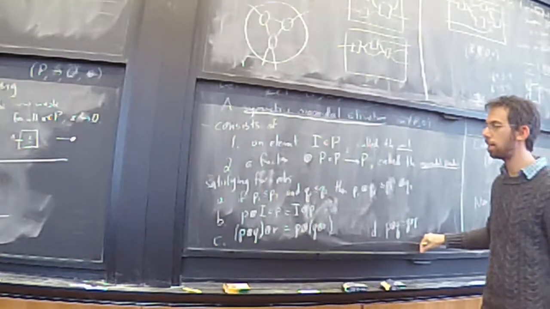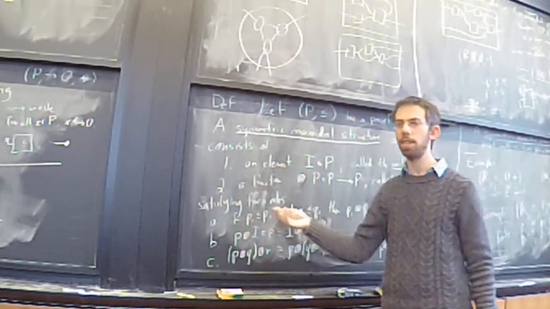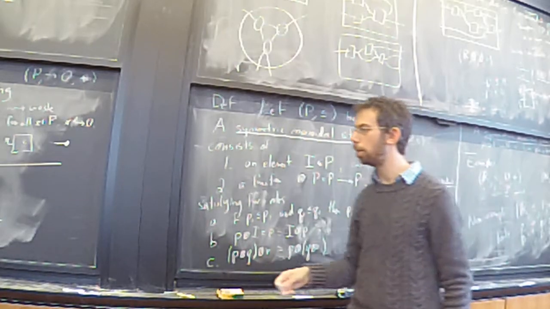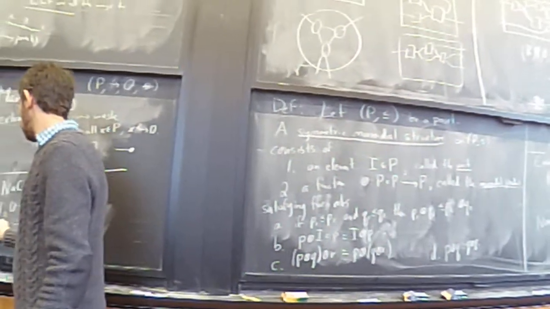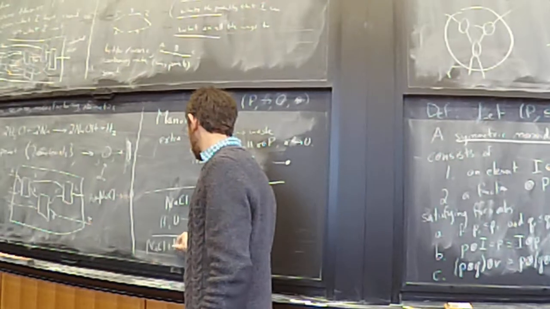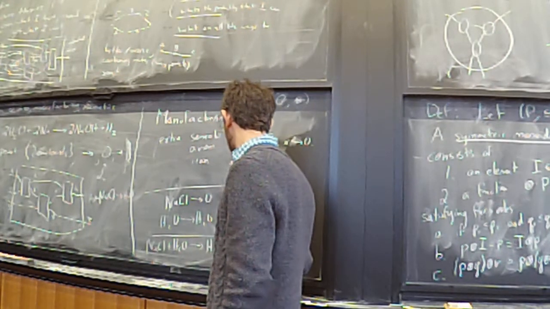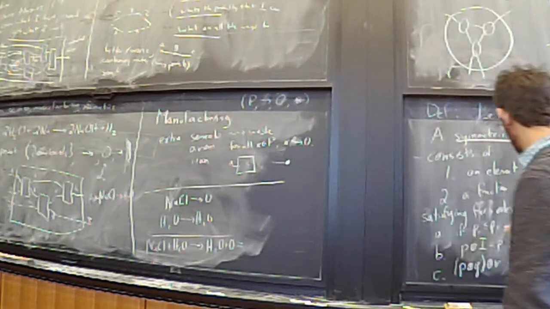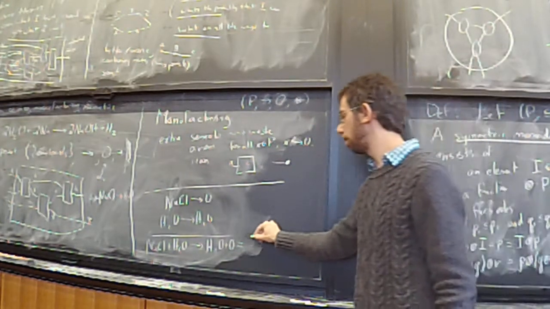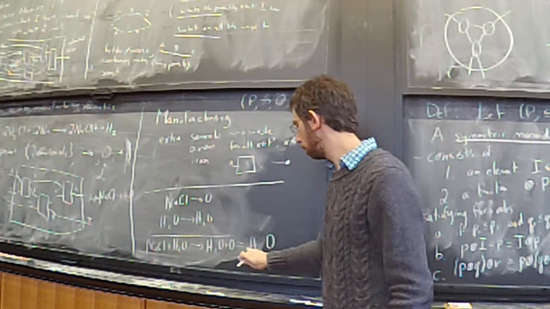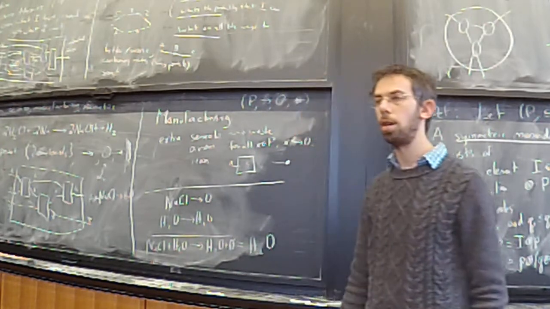condition A says that if I can get 0 from NaCl and H2O from H2O, then I can get NaCl plus H2O, giving just H2O plus 0. And that, by rule B, is just H2O plus 0. I see. Yeah.